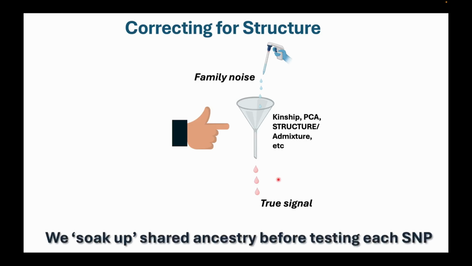And so in essence, the kinship matrix or the other tools that detect population structure filter or soak up the familial relatedness or the ancestry within the population, so that whatever signals we get after the genome-wide association studies are likely the true genetic variants.